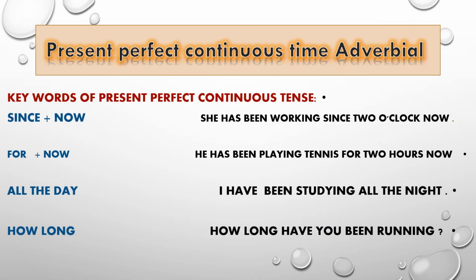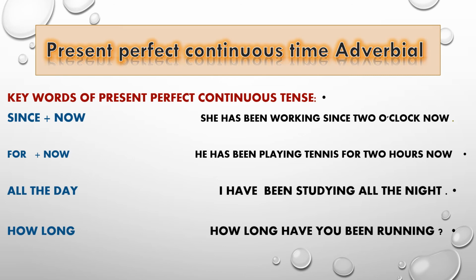What about the time adverbials of present perfect continuous? Here I have some keywords that are used with the present perfect continuous. The first one, since plus now. When we say she has been working since 2 o'clock now, or till now. Notice here we have the time adverbials since and now. The action started in the past, but it is unfinished till now. So if since comes with now, the event started in the past but continues until now.